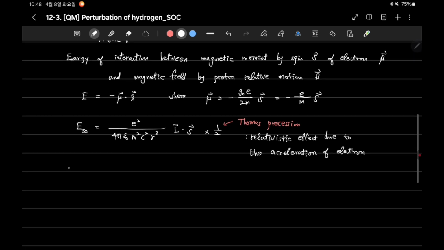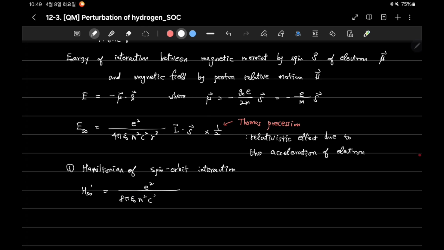So this spin-orbit Hamiltonian interaction is that spin-orbit Hamiltonian, obtained by considering the Thomas precession: e squared over 8 pi epsilon 0 m squared c squared r cubed, times L dot S. That is the spin-orbit interaction of the spin-orbit Hamiltonian.